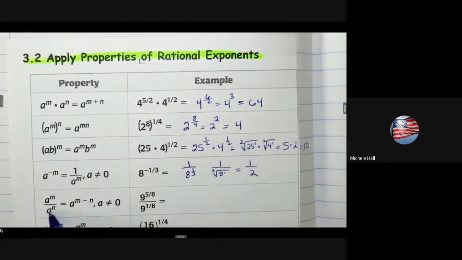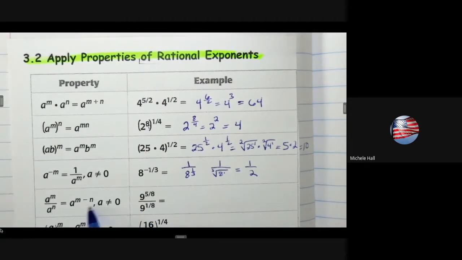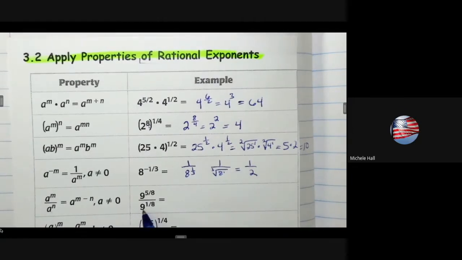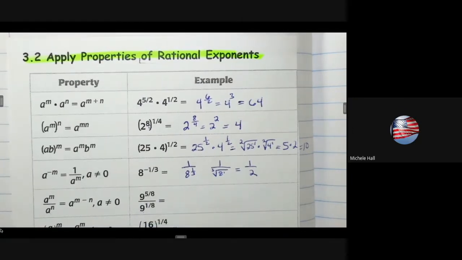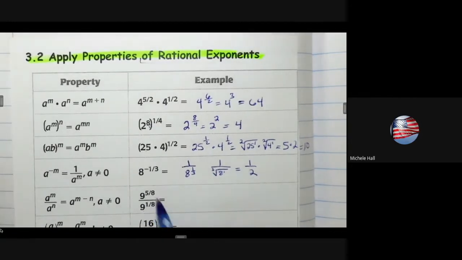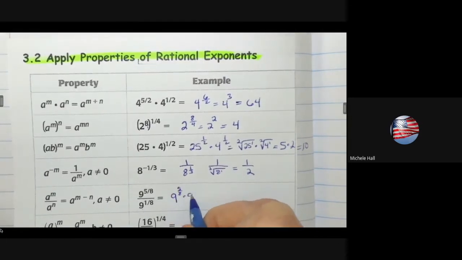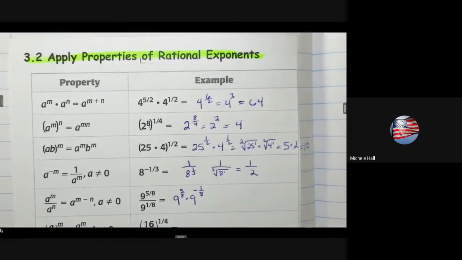We are dividing with like bases. They both have a base of 9. And the rule for dividing is to subtract those exponents. Where are most of my 9s? I have 5/8 of them here and 1/8 in the denominator. I'm going to move my 1/8 to the numerator. That'll be 9 to the 5/8 times 9 to the negative 1/8, changing the sign of the exponent when I move it to the numerator.